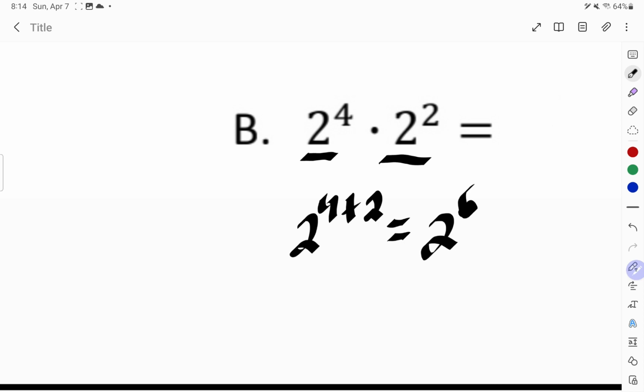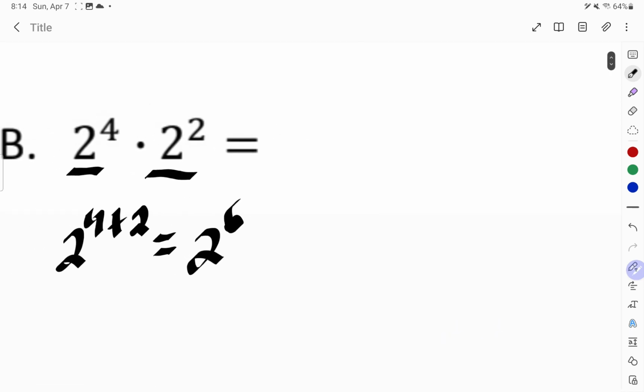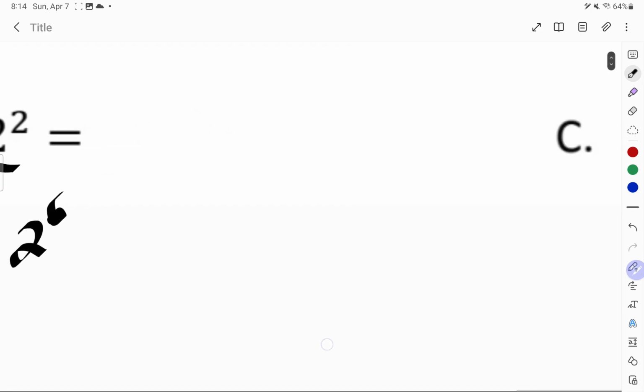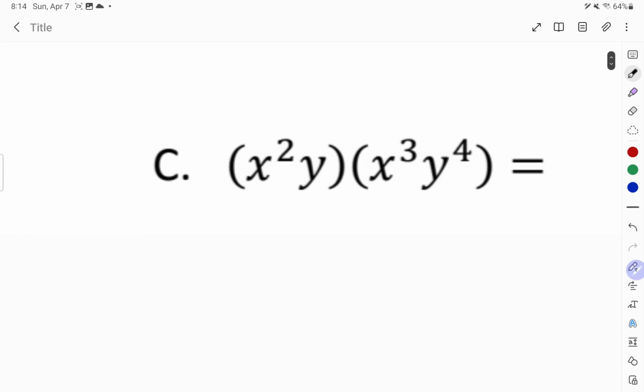Now, technically, for this one, I can actually figure out what 2 to the power of 6 is, but we're just dealing with simplifying exponents, so we're going to leave it like that. We're going to leave it in exponent form. Now, if I ask you to simplify, then you would have to simplify the number, but not in this case. We're just trying to learn the rules, so we're not going to be thinking too much on that.